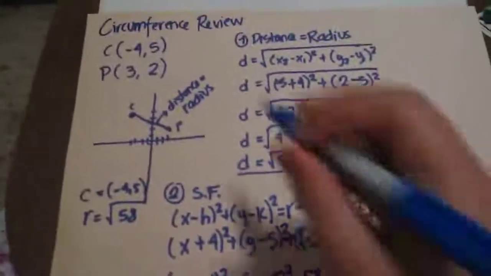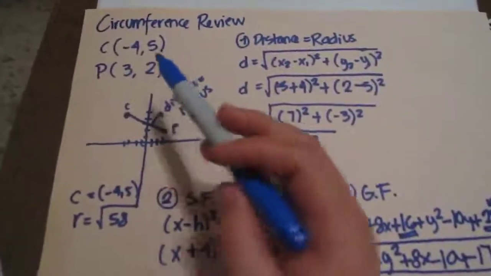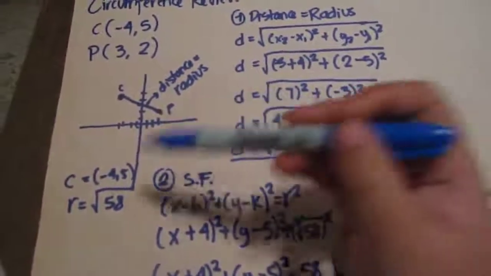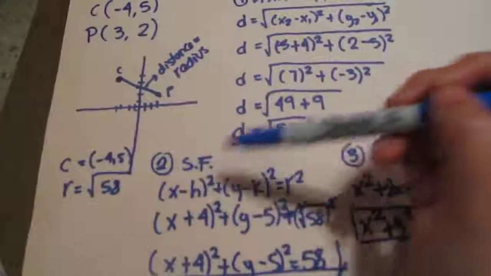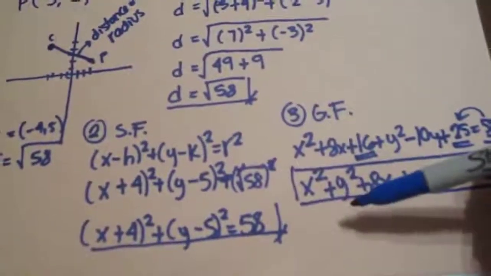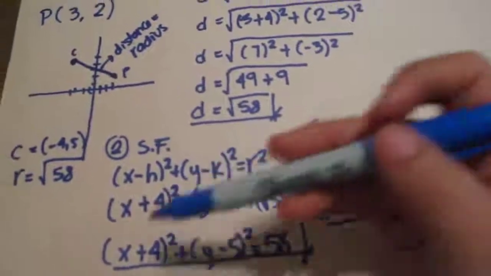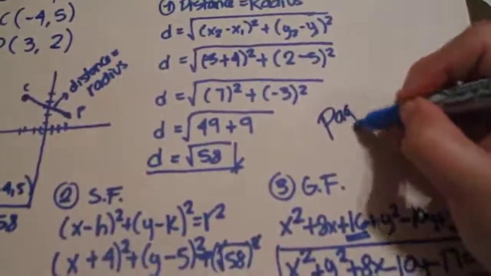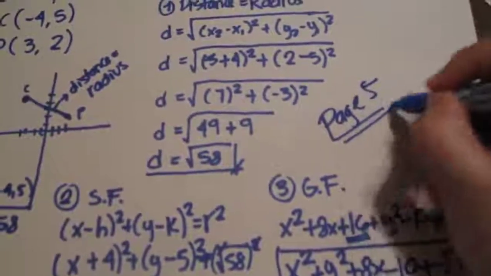So the procedure to answer this problem is to find first the distance. Remember, the distance equals the radius, and after that you find the standard form first and the general form second. These problems you can review on page 5. Thank you.